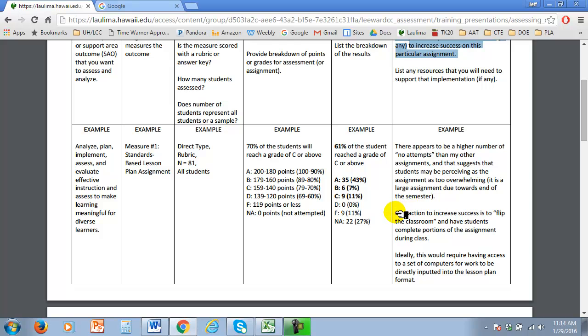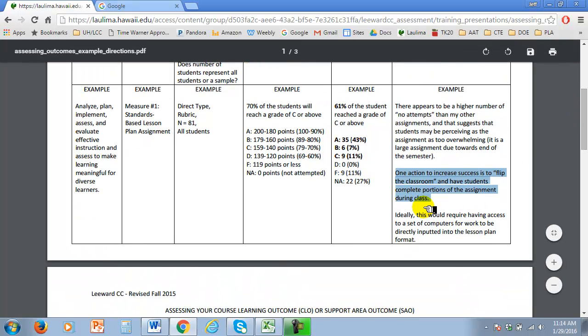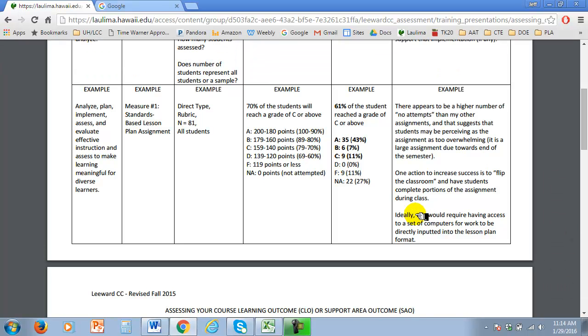So one action to increase success is to do something called flip the classroom, where the students complete actual portions of the assignment during class. To do this would require having access to a set of computers for them to work on, for me to be able to directly input that into the lesson plan format. So I might ask in my budget next year for classroom computers. And then I would also have a justification for that.